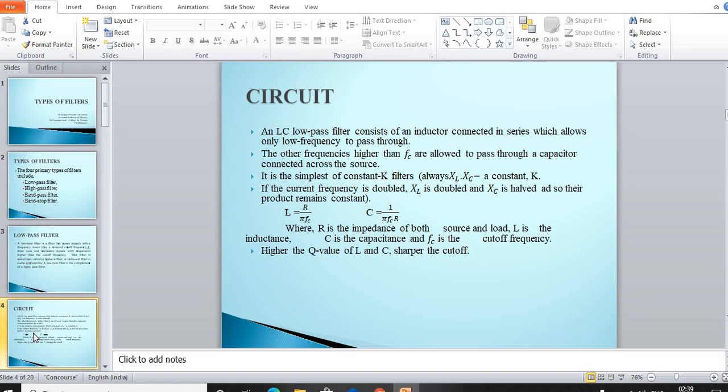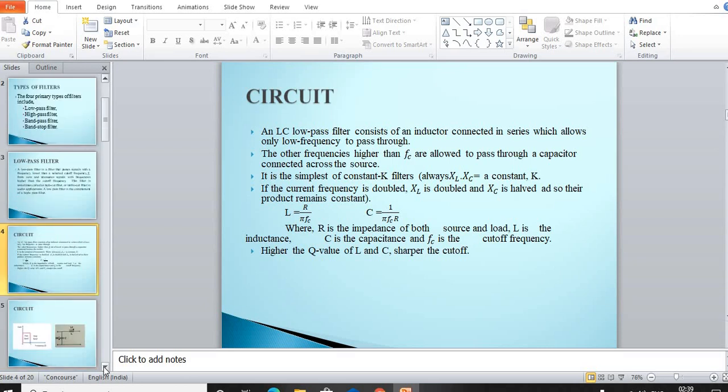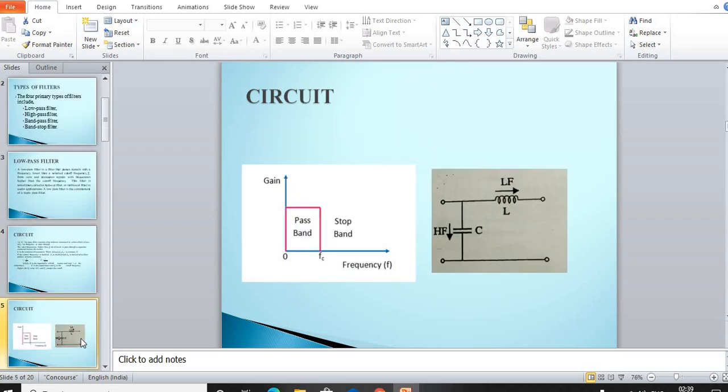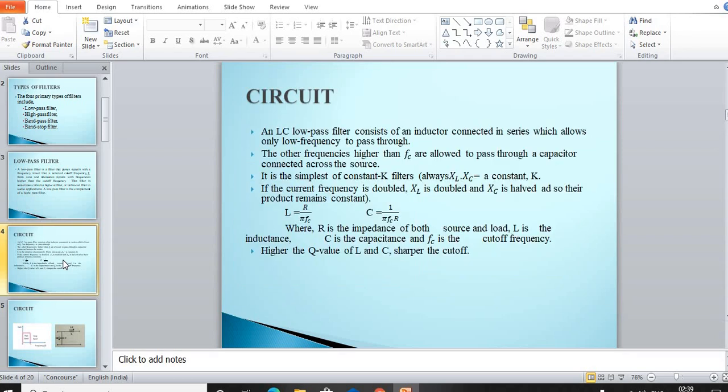Circuit. A low pass filter consists of an inductor in series which allows only low frequency to pass through. This one is the circuit diagram. Here we have an inductance in series with the capacitance. The frequencies higher than Fc are not allowed to pass through, as they are shunted by a capacitor connected across the source.